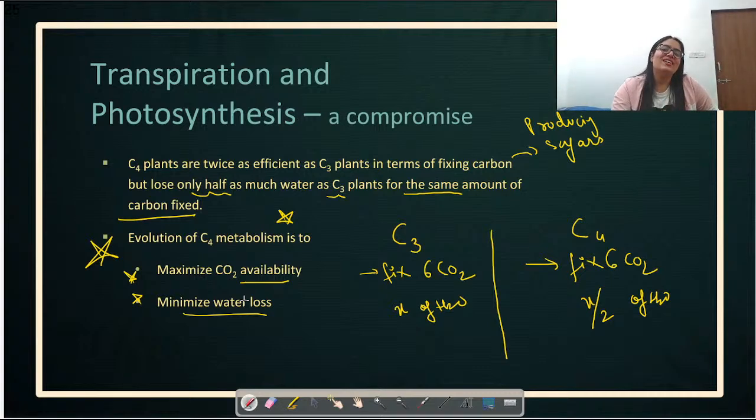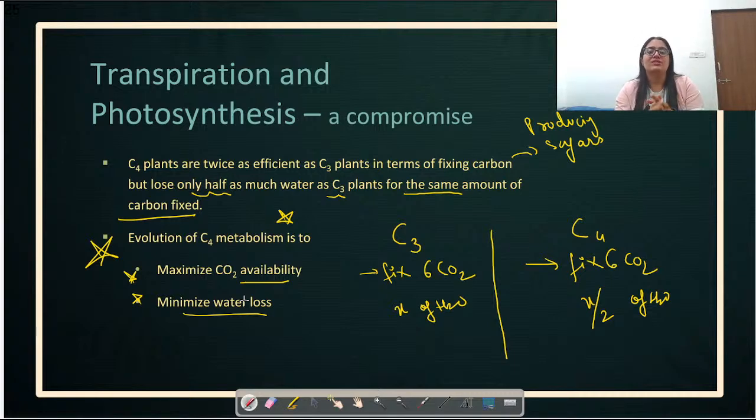And as you can see, the amount of water required to fix the same CO2 molecules is actually half when a C4 plant fixes the CO2 molecules. So that's the advantage of the C4 plant or C4 mechanism over the C3 plants, and that's exactly what NCERT is trying to explain in this topic under transpiration and photosynthesis, a compromise. And please understand, students, I am going to conclude this session with this very important line.